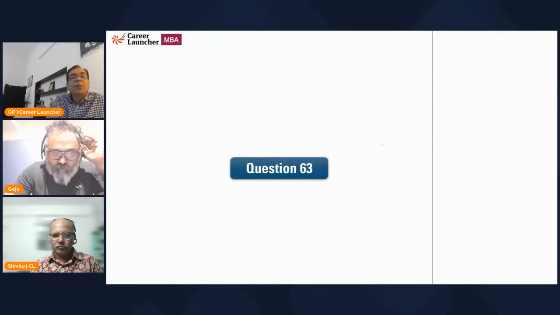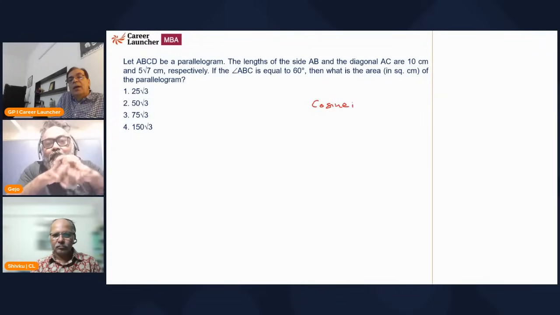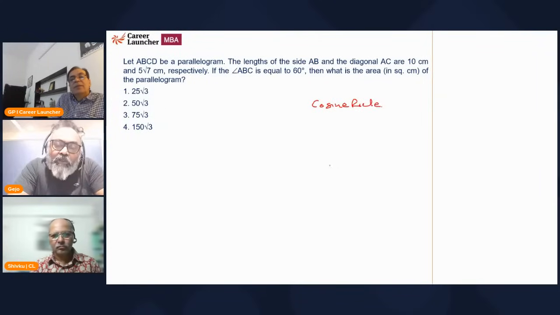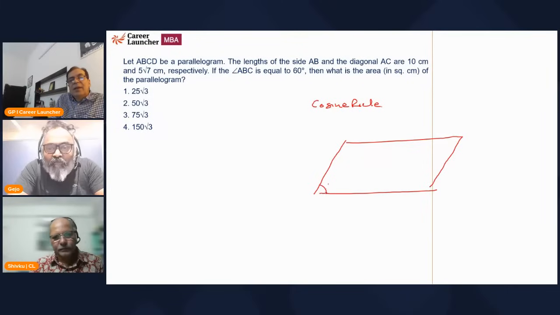There's again a straightforward, simple question. Now, this is a question. If you know cosine rule, you will get it. CAT में है क्या? Cosine rule सब आना चाहिए. हाँ, आते हैं. आता है. Now, शिवकू इसमें एक और चीज है. इसमें गेस भी कर सकते हो जीपी.